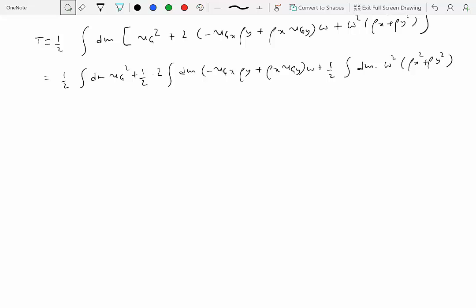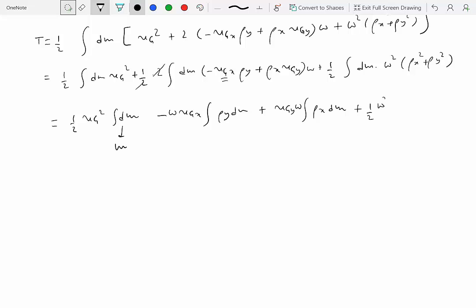Okay, so vgx is clearly a velocity in the x direction, so that's something we can take outside of this integral. This 2 cancels, so you get 1/2 vg squared comes outside. This is integral dm. Okay, so that will be just the total mass. All right, so this would reduce to the total mass. This is minus vgx integral rho y dm plus vgy integral rho x dm, and we have omega here as well, so let me write that, plus 1/2 omega squared comes outside, we get integral rho x squared plus rho y squared dm.